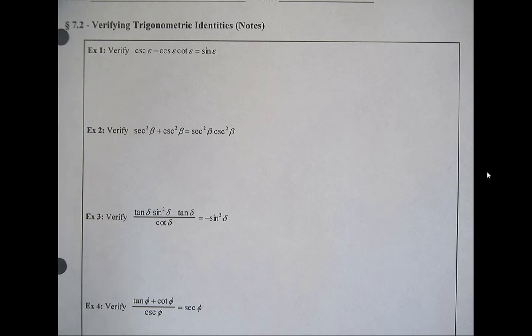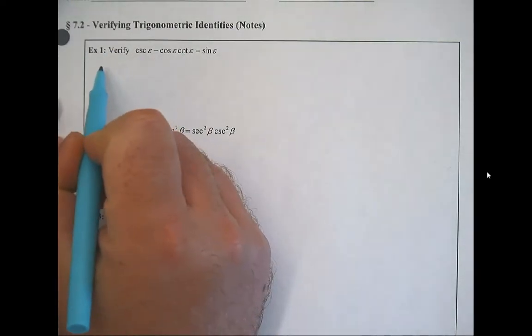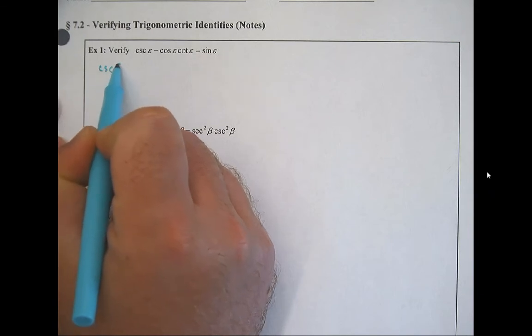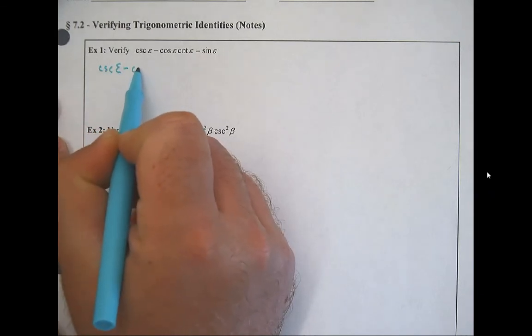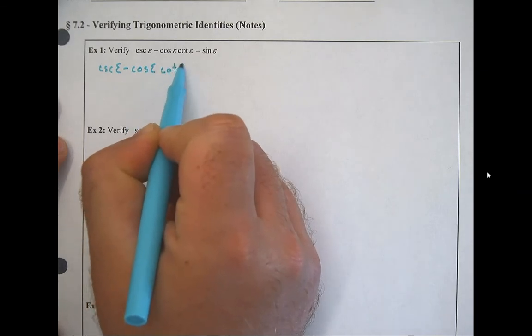Now, which side do you pick? It doesn't matter. You could pick either side, but I recommend usually pick the side that has quote unquote more stuff on it, because that's usually the side that you can manipulate more. So I'm going to start with this side. So I'm going to rewrite that side exactly as it is. Cosecant of epsilon minus cosine of epsilon, cotangent of epsilon.